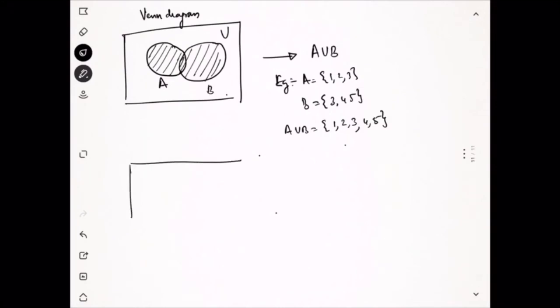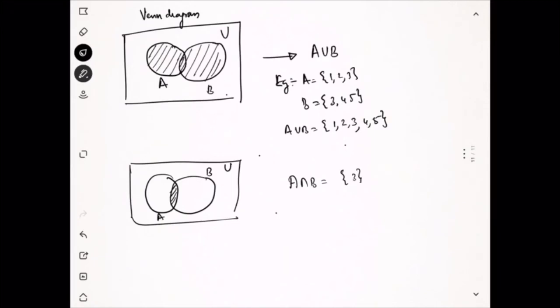Next we talk about A intersection B. Let us consider a universal set U, and we have the set A and the set B. The A intersection B is the common elements in both A and B. In our previous example, A intersection B is nothing but what is common, which is only 3.